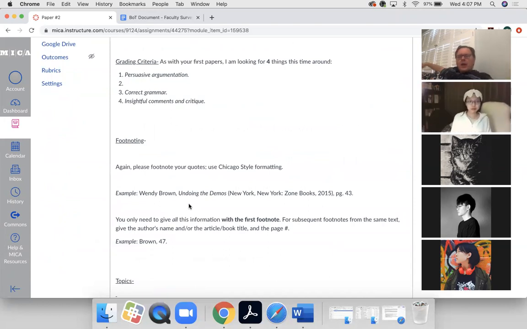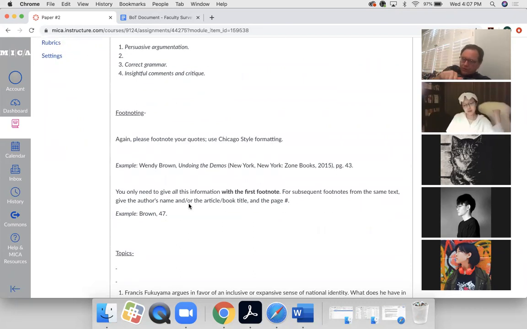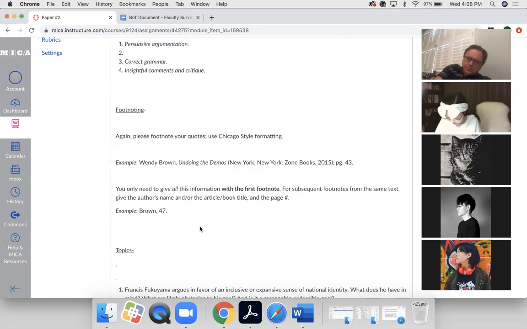Footnoting, again, I'm asking you all to footnote using Chicago style. I have a separate flyer handout explaining that. And this is all in preparation for the final research papers where you'll be footnoting a variety of sources. So even if you only use one source for these papers, I still want you to footnote your sources in Chicago style. And please note that you don't give all the information for all your footnotes from the same text. You can abbreviate for subsequent footnotes. Okay, just the author name and page.